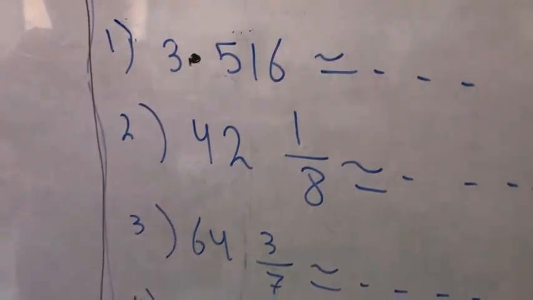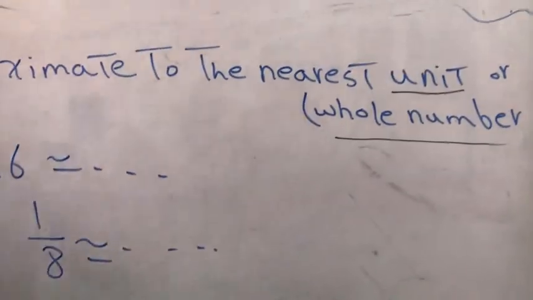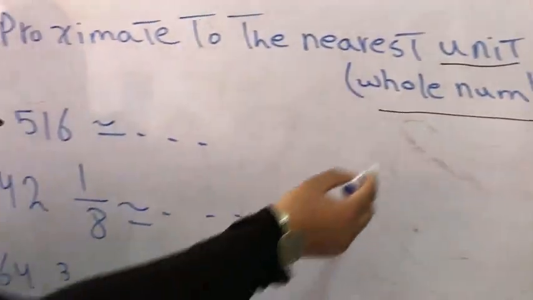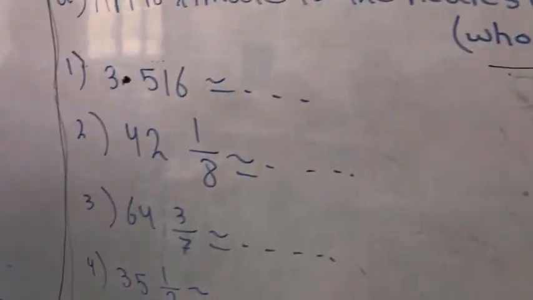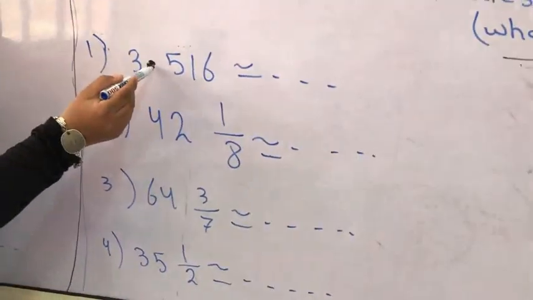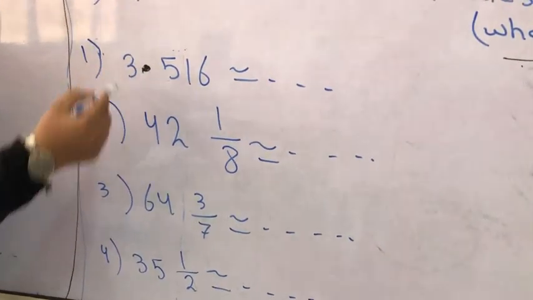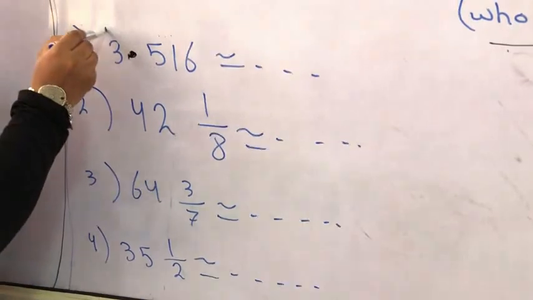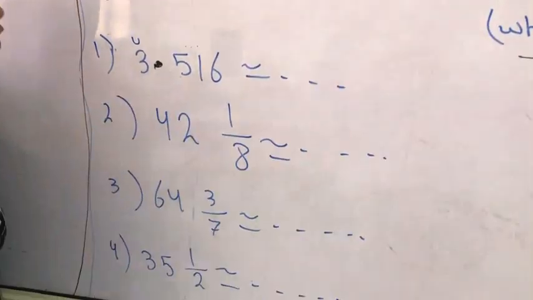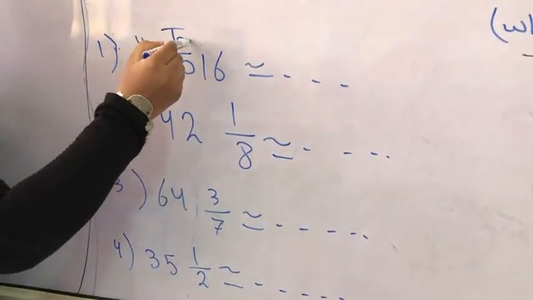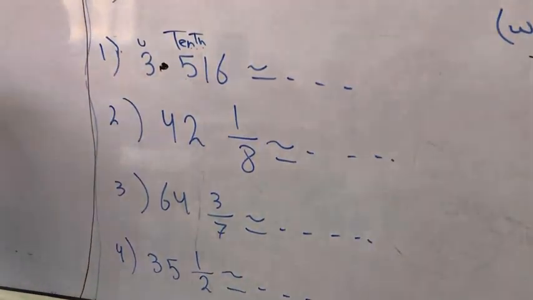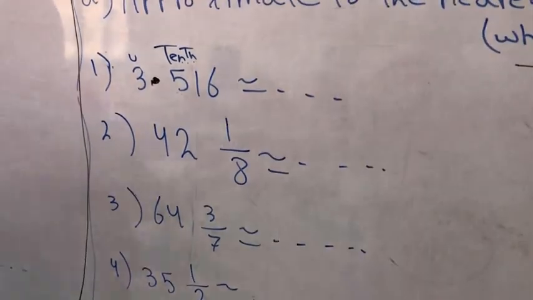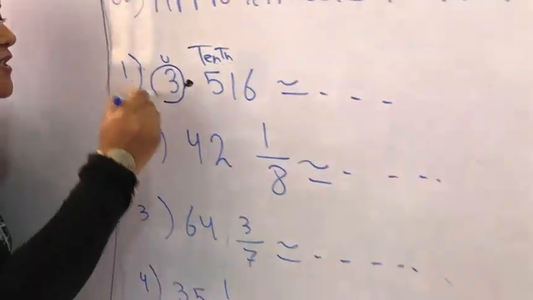So if I want to approximate to the nearest unit, we look at the unit digit, or whole number. Where is the unit digit here? Remember with me, this is the decimal point. To the left hand: unit, tens, hundreds. To the right hand: tenths, hundredths, thousandths. Where is my unit digit here? My unit digit here is 3.